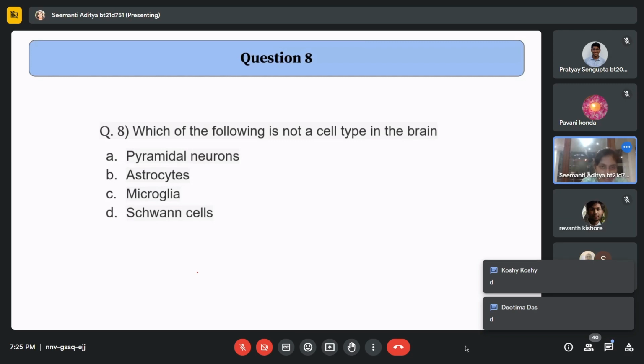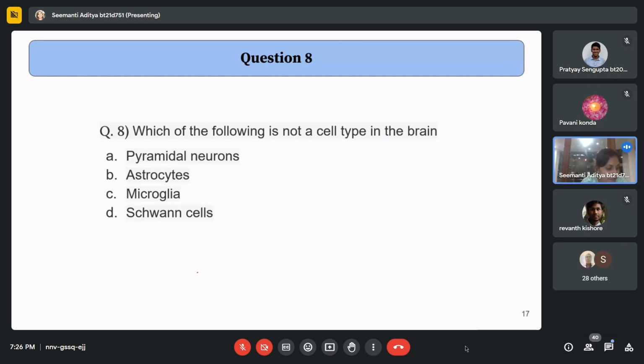Hmm. So here also there is some confusion. A lot of people have written B, B, B. So let me explain: what are pyramidal neurons? Pyramidal neurons, as the name suggests, are neurons. They are present mainly in the cerebral cortex, in the brain region. So this is not going to be correct.